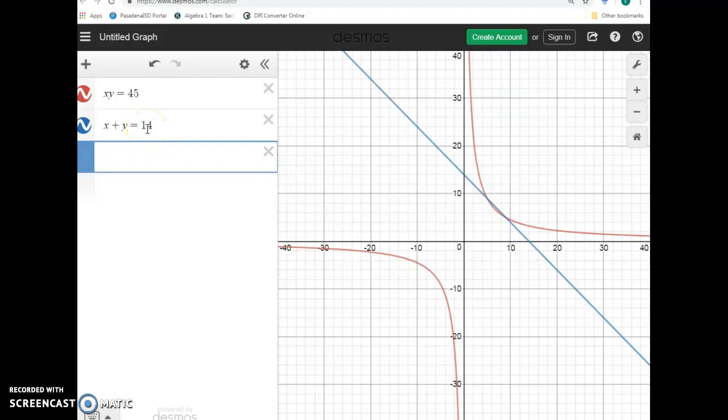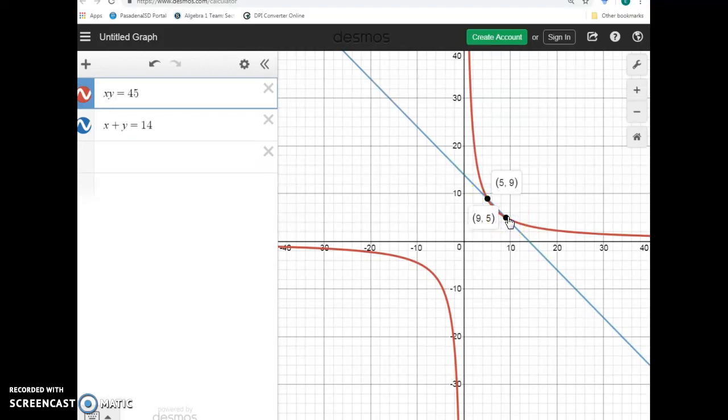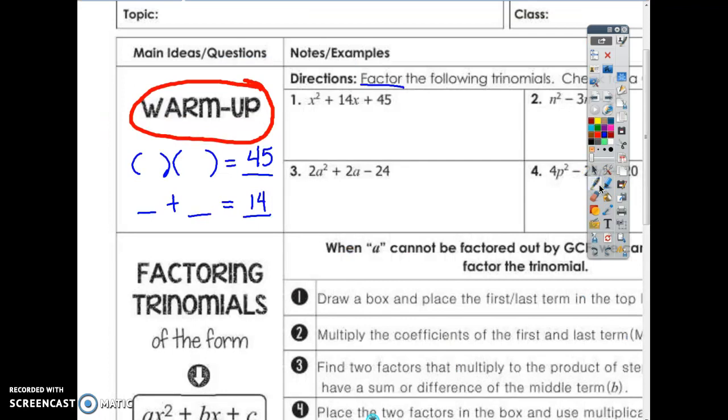Okay? Then we're going to go look where the two colors meet. So that'll be there, and the numbers don't change. It's a positive 9 and a positive 5. That means 9 times 5 gives you 45, and when you add them, 9 plus 5 gives you 14. So we're going to put them over here. My numbers are x plus 9 and x plus 5. Okay, and the factoring is done.